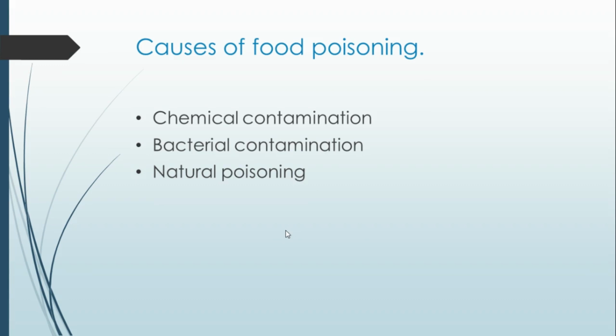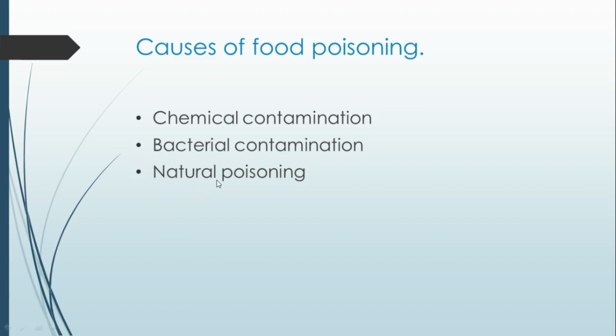Now, what causes food poisoning? Number one, there is chemical contamination. Chemical contamination, for example, insecticides, pesticides, and herbicides, are commonly used in our homes and can contaminate food and cause food poisoning. There is bacterial contamination. This is caused by bacteria which enter into the human body through contaminated food. These bacteria multiply within the alimentary canal and produce toxins that cause abdominal pains.